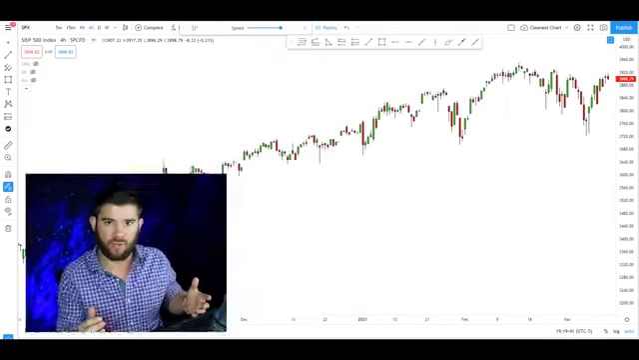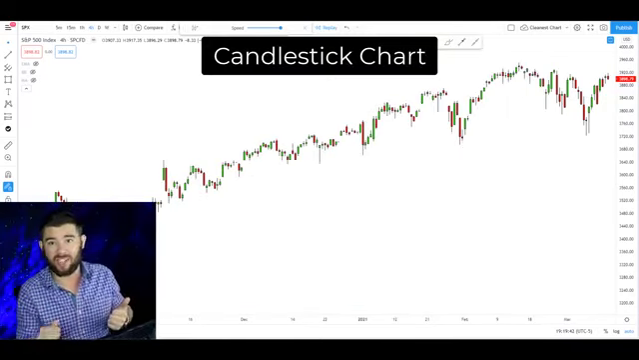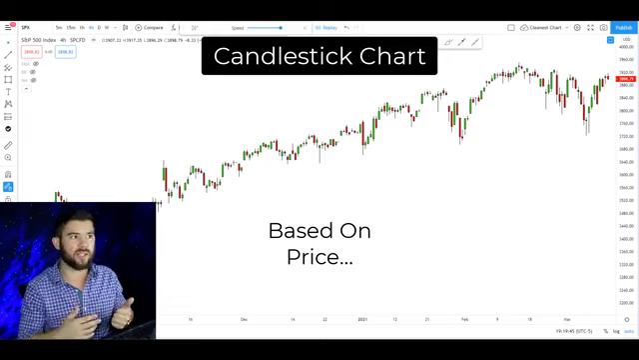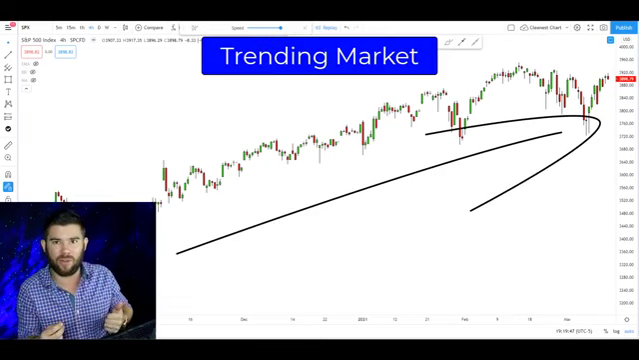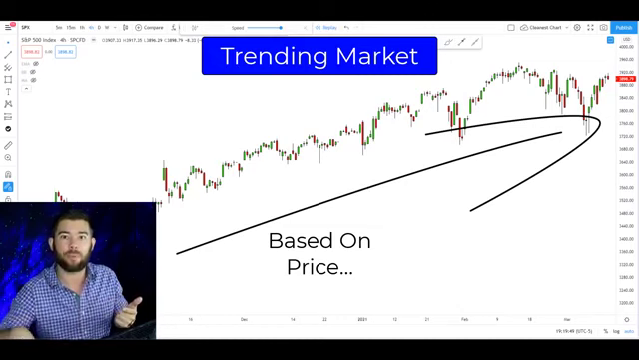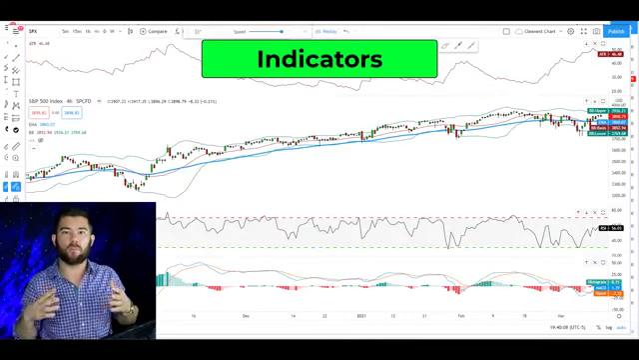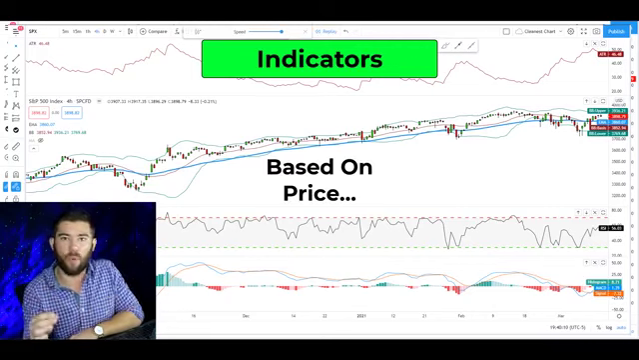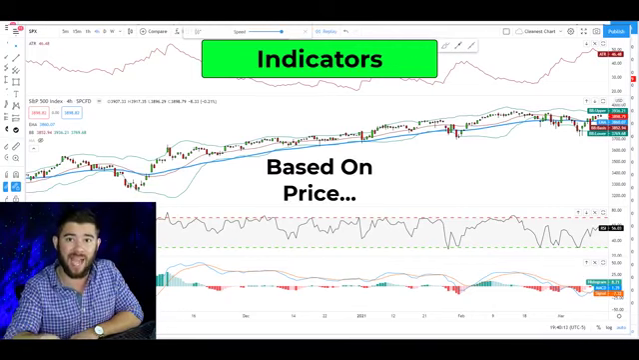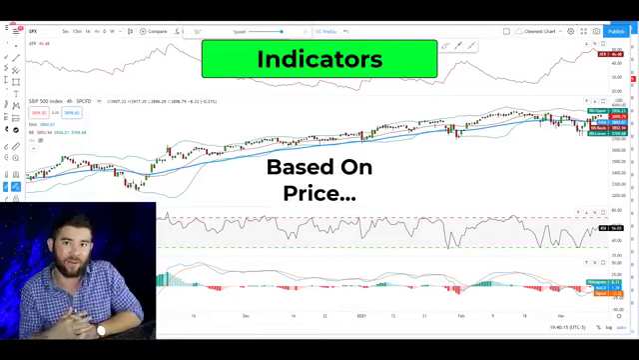Think about a candlestick chart. That's just a visual representation of price itself. Trends are nothing more than higher highs and higher lows, or lower lows and lower highs in price. Structure, support, and resistance, even indicators, are based around price. They're just a formula added to historic price data in order to plot that indicator on your chart.